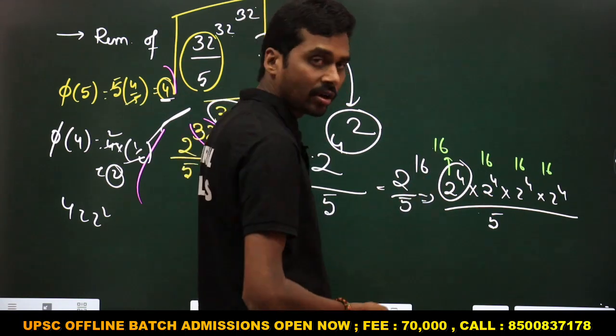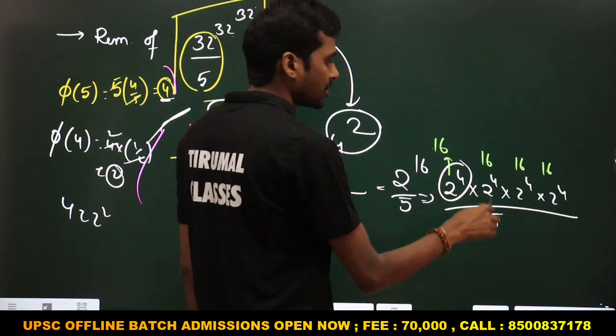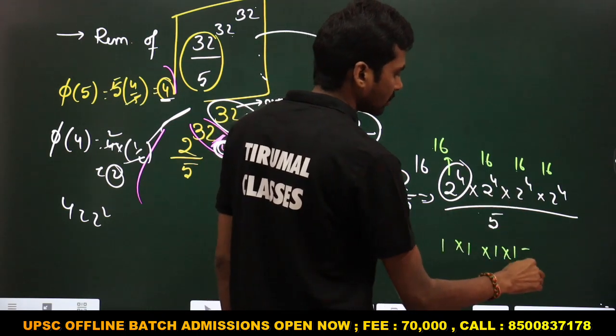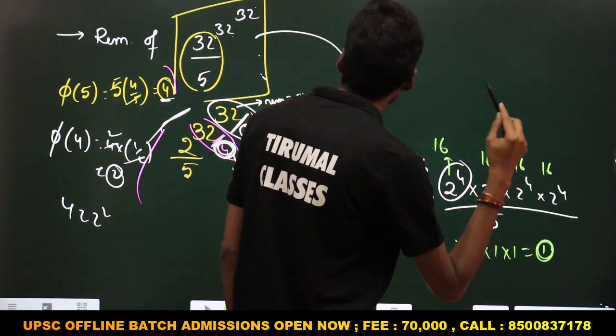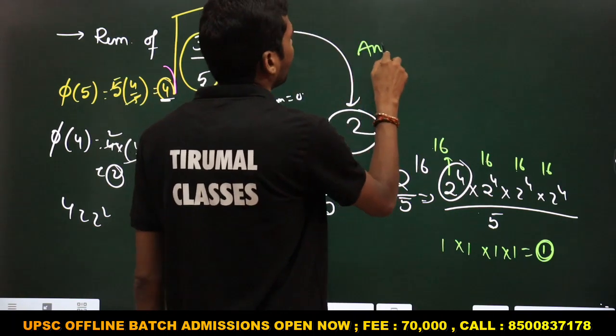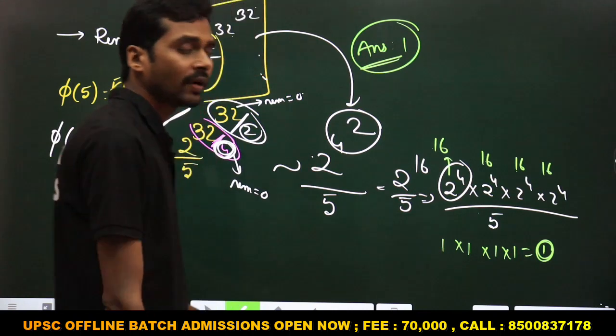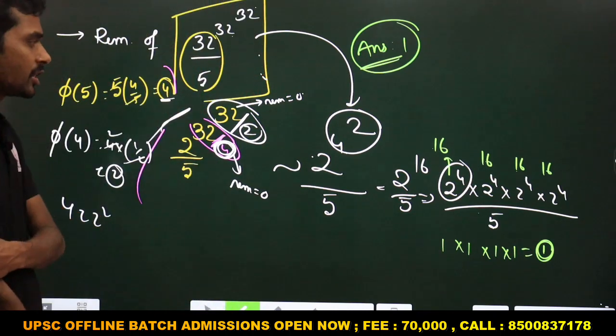So 16 by 5, what is the remainder I'll get? 1. So 1 into 1 into 1 into 1. So what is the final answer? The final answer is 1. So this is the one. Okay, you just remember that.